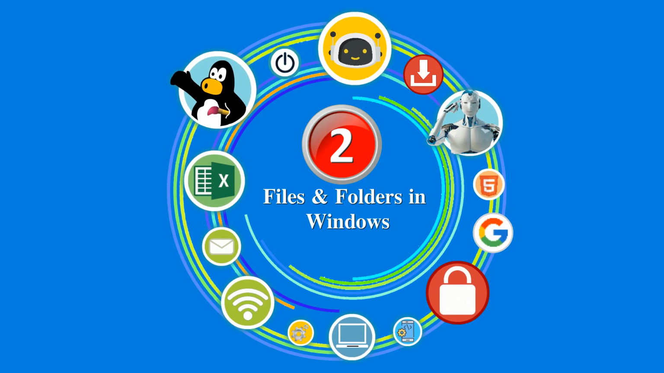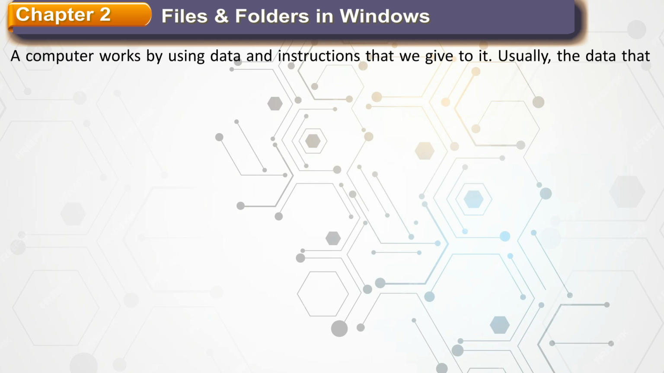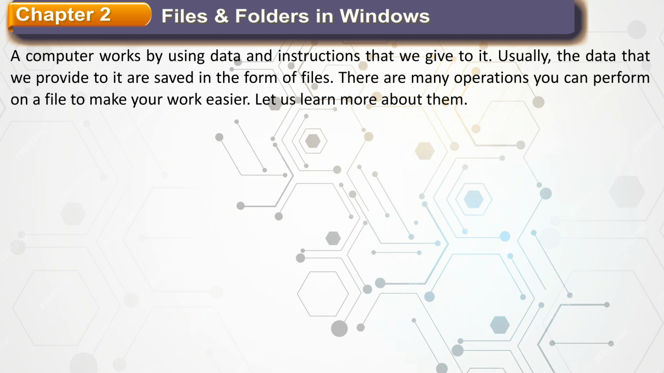Chapter 2. Files and folders in Windows. A computer works by using data and instructions that we give to it. Usually, the data that we provide to it are saved in the form of files. There are many operations you can perform on a file to make your work easier. Let us learn more about them.